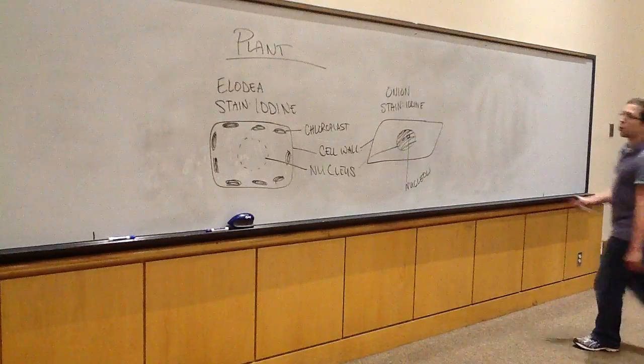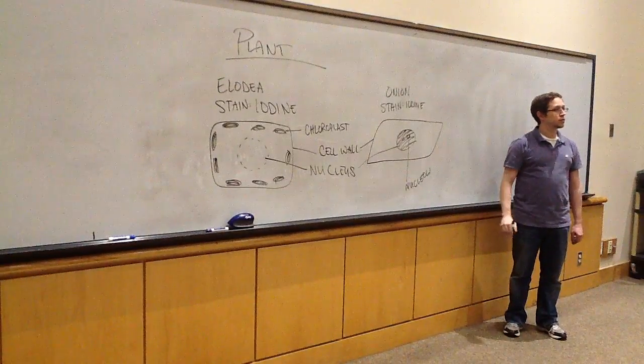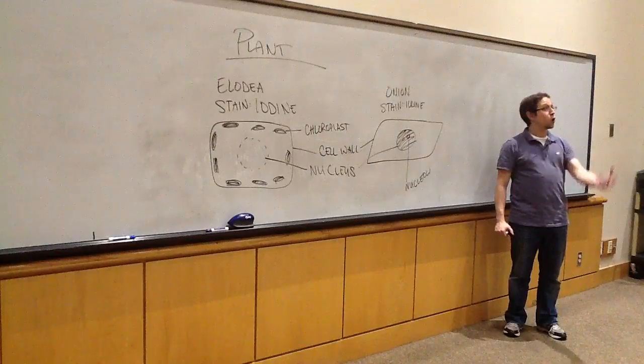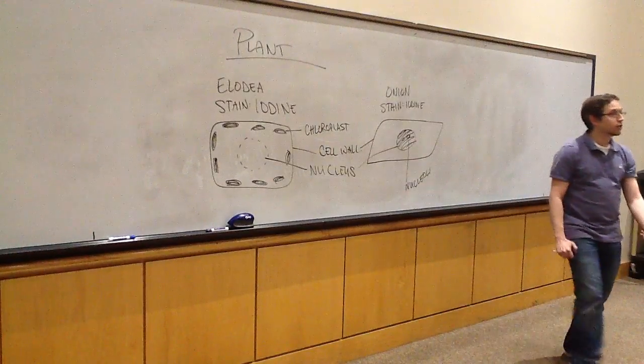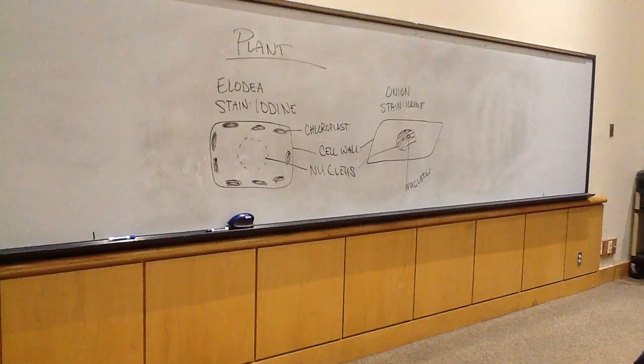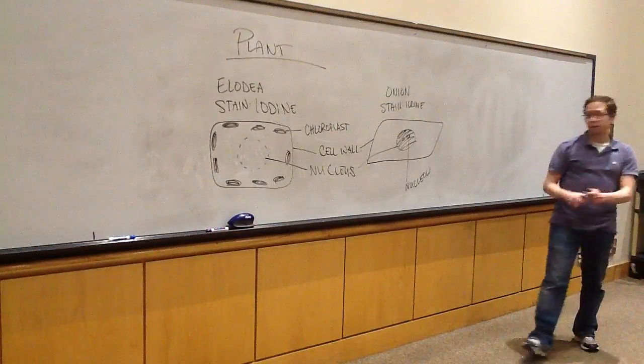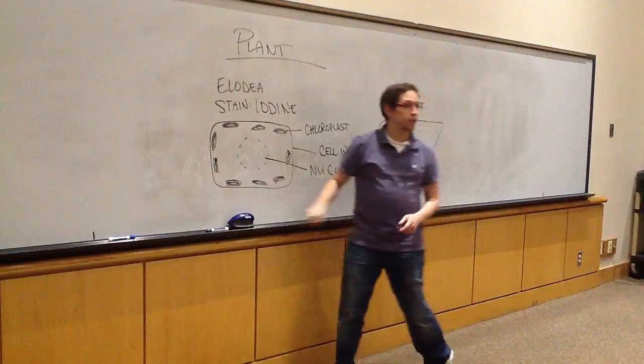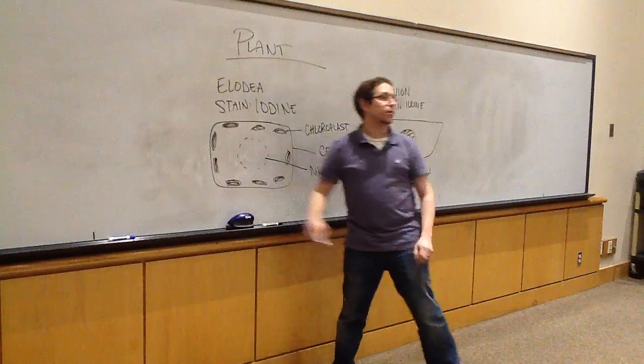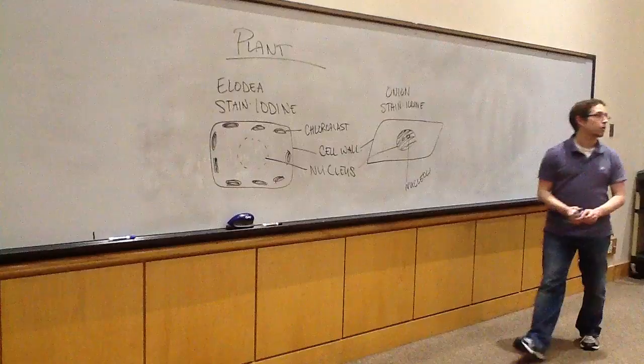Now, why didn't I see chloroplasts in my onion? Because the onion is a bulb that grows underground. So it's not going to have chloroplasts because that part of the plant doesn't perform photosynthesis. It's the stalk that does. The stalk of the onion, like the green part, that's the part that performs photosynthesis, not the bulb.